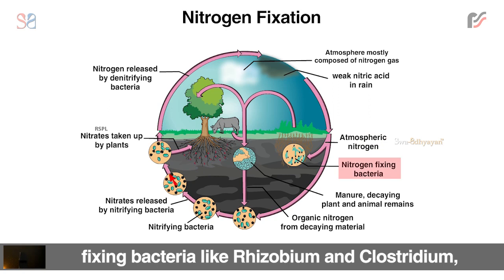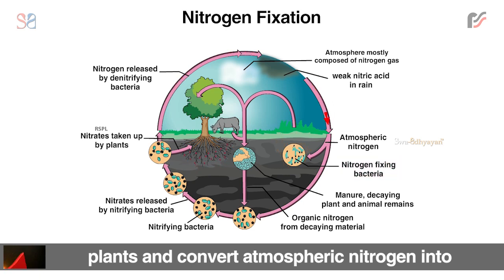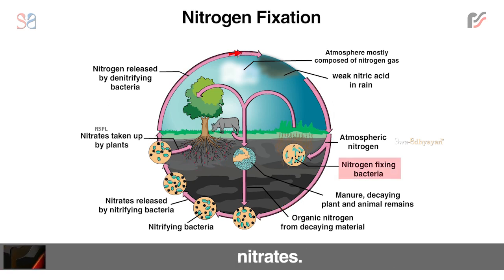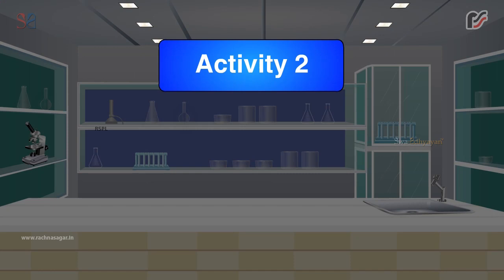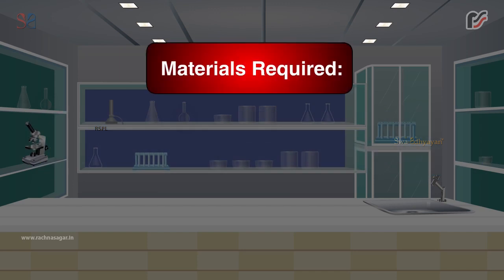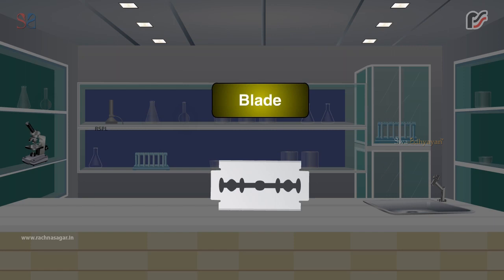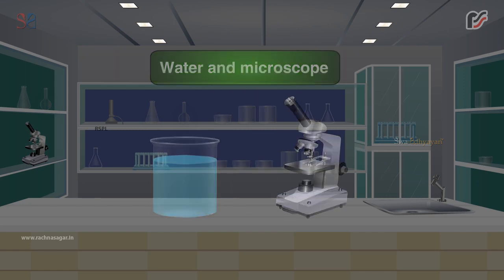Nitrogen fixing bacteria like Rhizobium and Clostridium, which live in the root nodules of leguminous plants, convert atmospheric nitrogen into nitrates. Activity 2. Aim: to observe the root nodules of a leguminous plant. Materials required: a leguminous plant, pea or bean, blade, water and microscope.